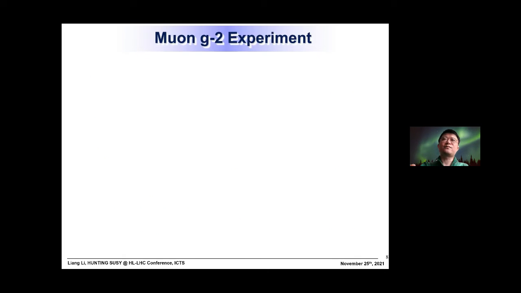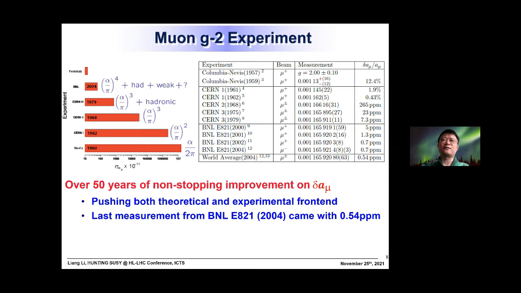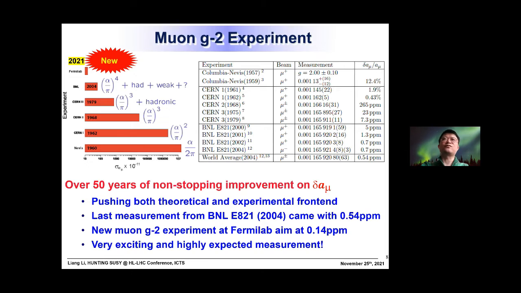And what about the experiment? The experiment also improves dramatically as well. It starts from the CERN experiment, and then to the BNL, and then finally the Fermilab. You can see how much the error bar shrinks, right? And this is all of the corrections we can probe, right? So it goes to really the sub-ppm level now. So in BNL the precision was like 0.5 ppm, and what we expect for this new experiment is 0.1.